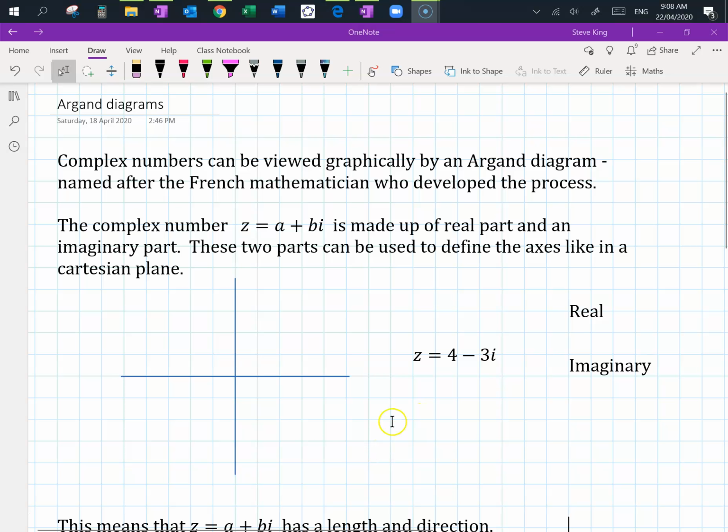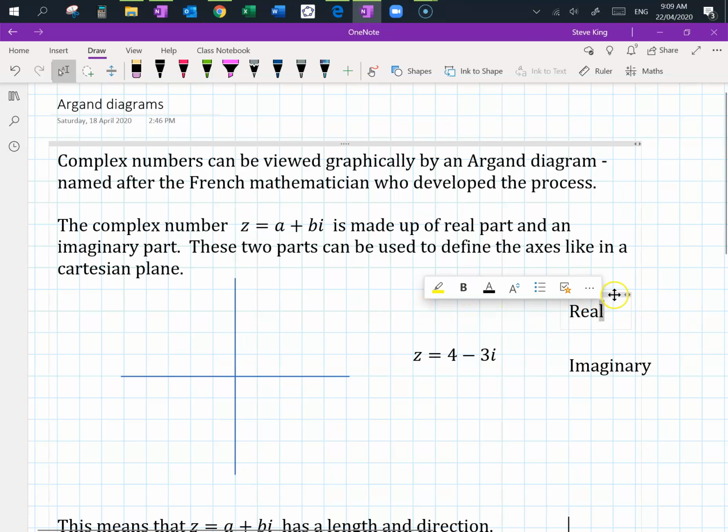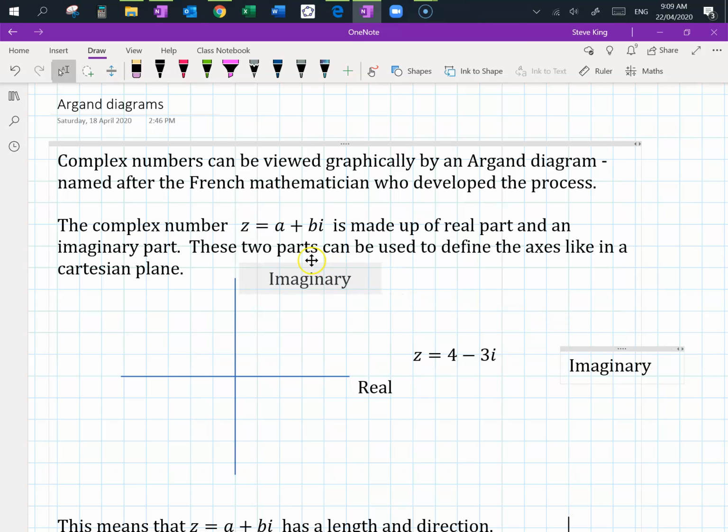And basically he took the normal Cartesian plane that we're used to with its set of axes, and he split the plane into a real axis and an imaginary axis. So just as with the Cartesian plane, we'd expect the horizontal axis to be the x-axis, or the independent variable axis, and the vertical axis to be the y-axis. So he split up the plane into a real component and an imaginary component.